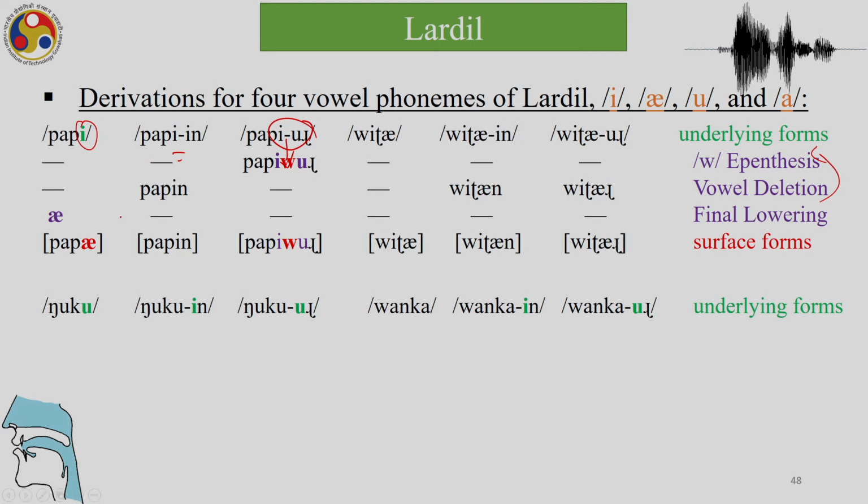Now we can see the surface forms. We see the underlying forms of another set. Let's apply all these rules that we have just found, the epenthesis, deletion, and final lowering of Lardil, with another set of data and see how it works.